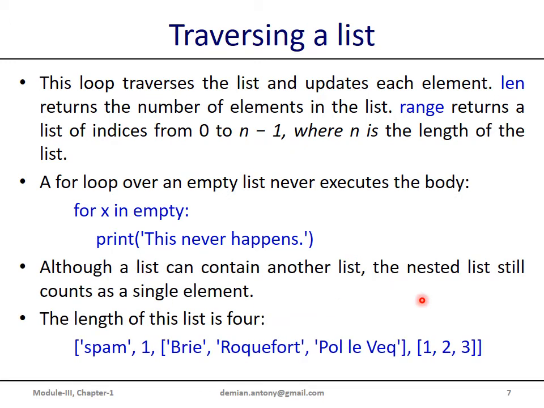Since nesting of lists is allowed in Python, a list element which is itself another list is counted as a single element. For example, if we have a list like this, the length of the list is returned as 4. 1, 2, the third element is another list, and the fourth element is a numeric list.